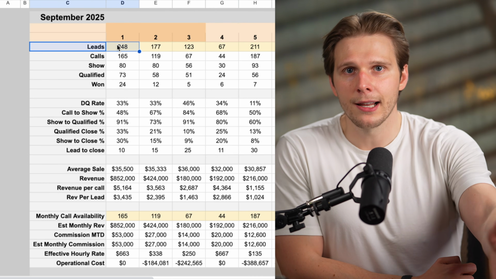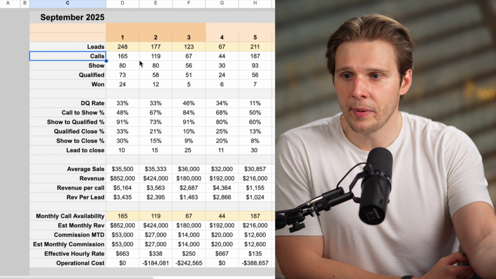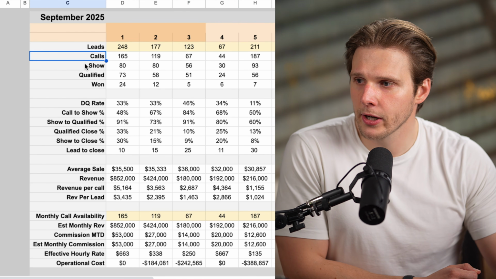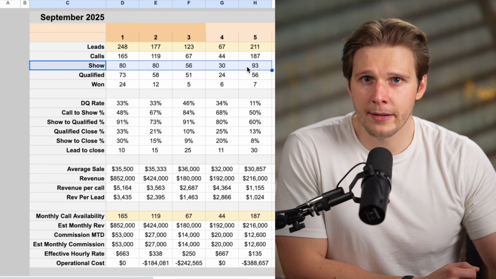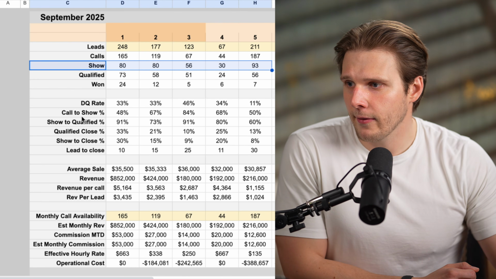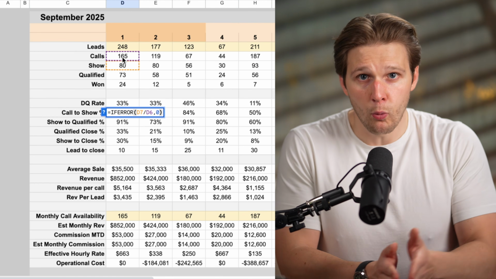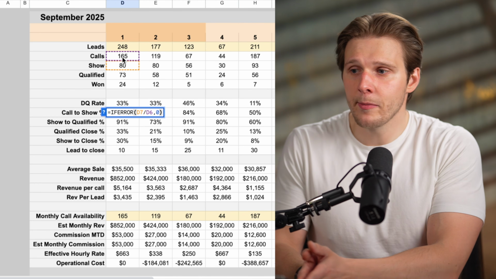Those are people that are allocated to an individual rep. Calls are the number of people that they can get on a call with to be able to pitch our services, which is a B2B marketing firm. Number of shows is also documented here. That's how many people actually show up to their calls. And we have a call to show percentage here, which is a calculation of how many people they wanted to get on a call, got booked on the calendar, and how many people actually showed up.